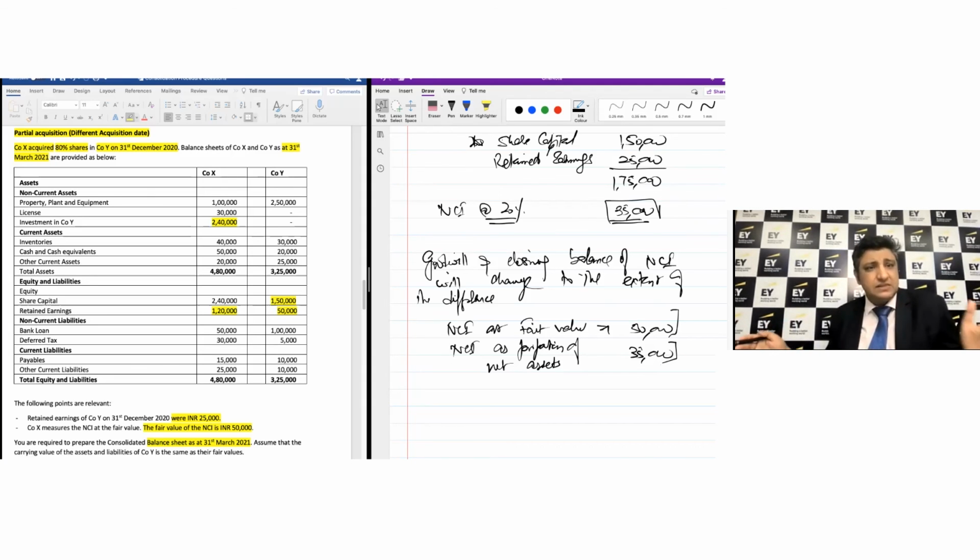Everything else, the property, plant, equipment, licenses, inventories, cash equivalents, other current assets, bank loan, deferred tax, payables, other current liabilities, they do not change. They do not change at all because NCI does not impact any of these, right? The parent continues to control those values the way they appear. All right. That's something that you want to keep in mind when you look at calculation of these numbers as a part of the question.